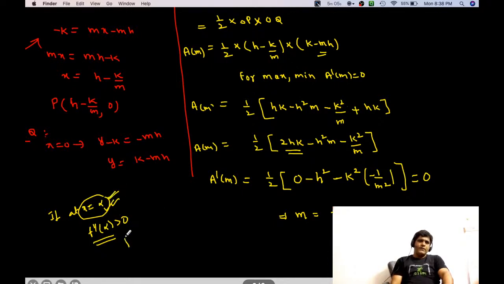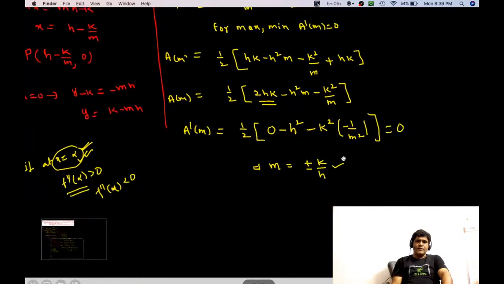If f double dash alpha is negative, that is less than 0, then at x equal to alpha, the given function f of x has a maximum value. So in our question, the minimum area is being asked. For what value of m is the area minimum? For a minimum, f double dash at that critical point must be positive.